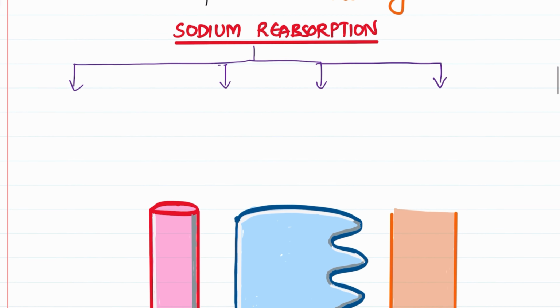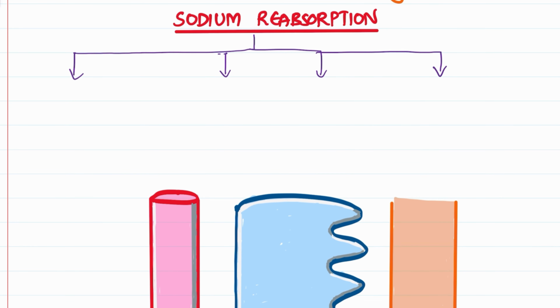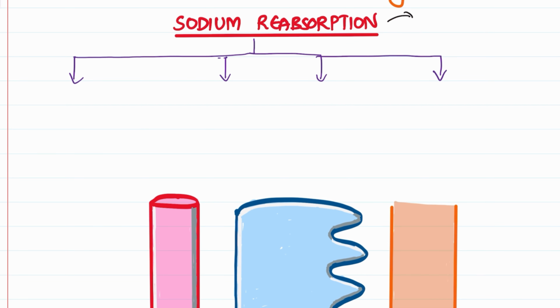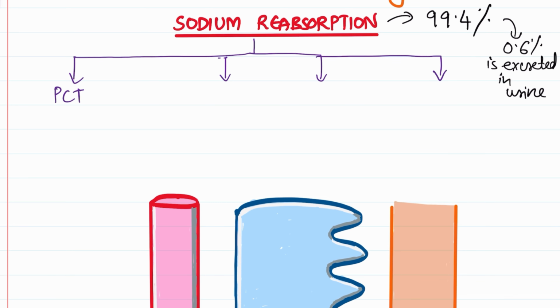So that's about glucose. Now let's move into sodium reabsorption. When we speak about sodium reabsorption, we need to know how much percentage of sodium is actually reabsorbed. Not 100%, unlike glucose, 99.4% is reabsorbed, which means that 0.6% is excreted in urine. Once again, we have our PCT, then we have our loop of Henle, then we have the DCT, and distal to that we have the collecting duct.